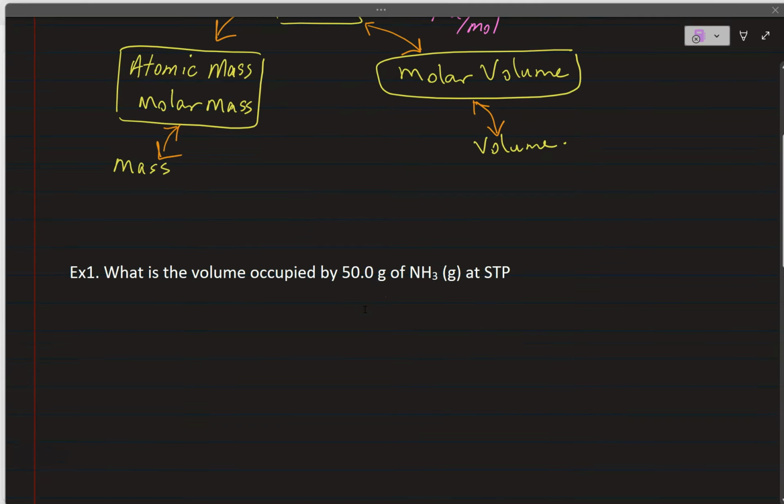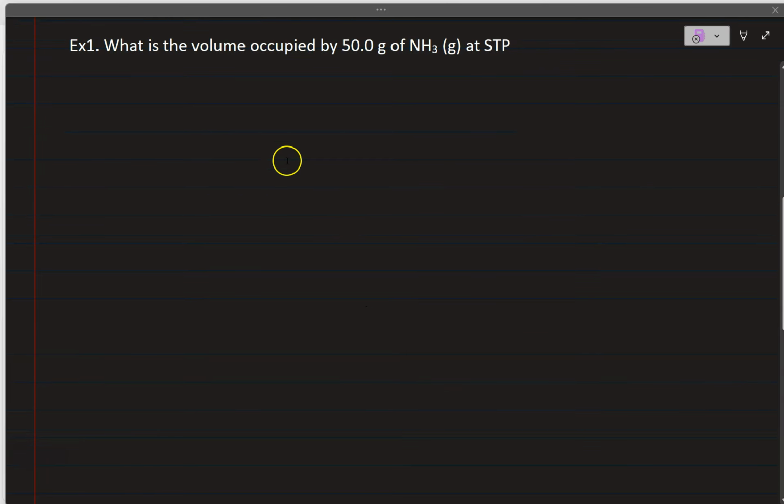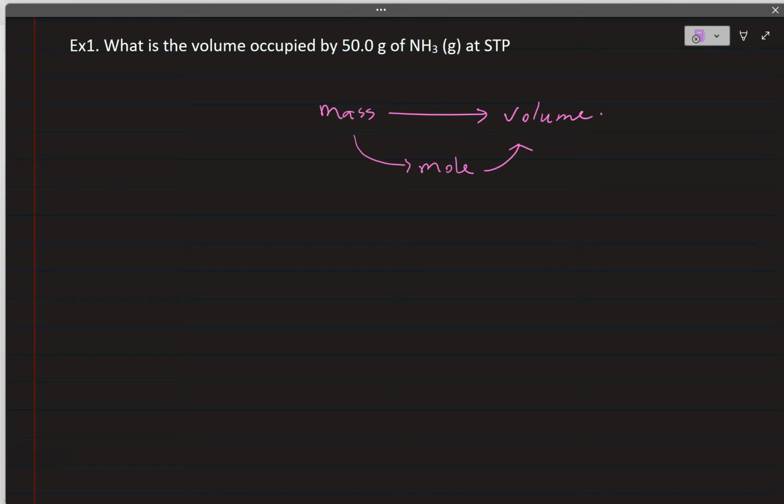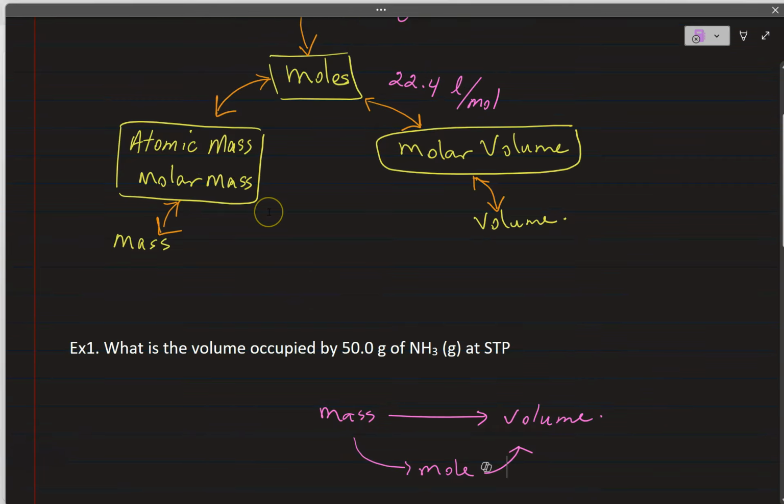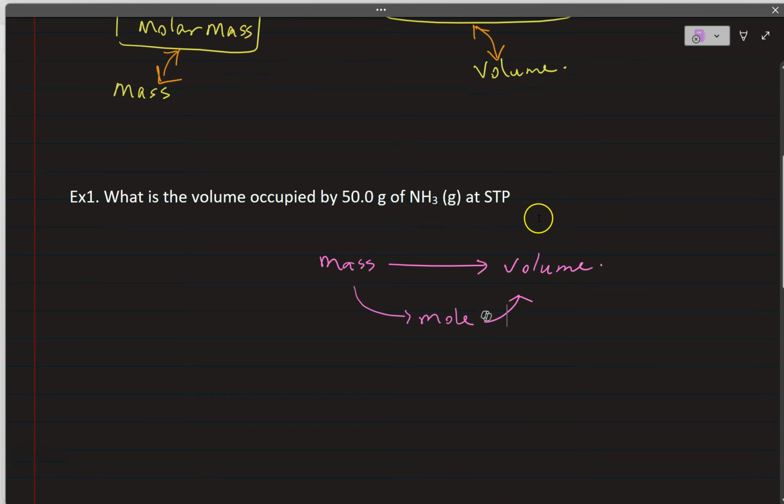So let's go through a few examples. Here you go. Number one, what is the volume occupied by 50 grams of NH3 gas at STP? All right, so let's set it up. This is basically what we're doing. We're going from mass to volume. To do that, in between, we can use the mole calculation and then go through the volume. We can do that because that's one of the pathways we have, right? So here we go, mass to volume. To do that, we're going to go through the mole and then obviously molar volume, and then that's what we'll get. And it is at STP.